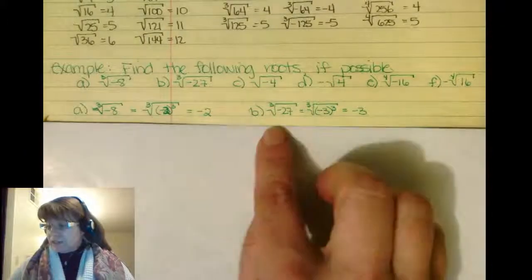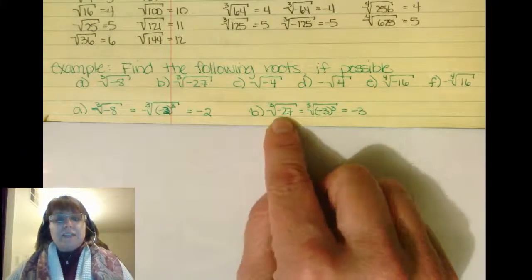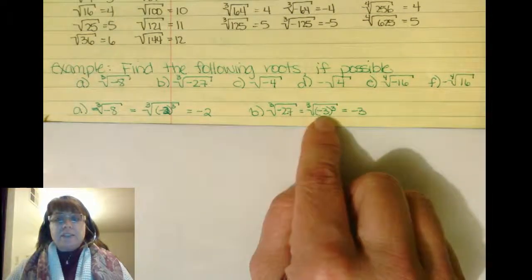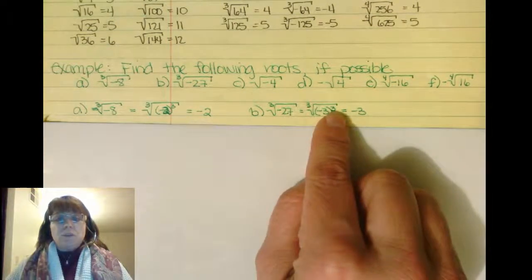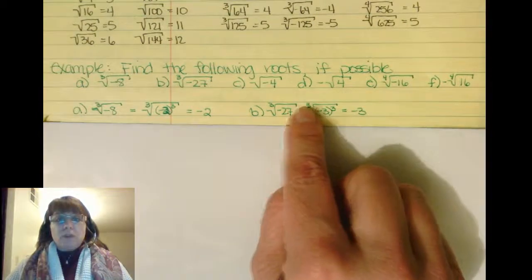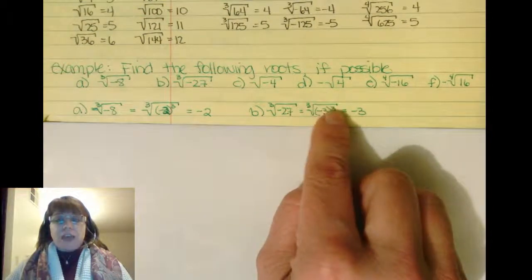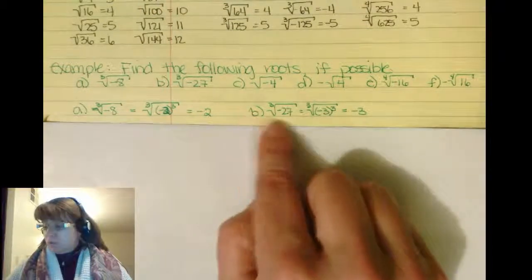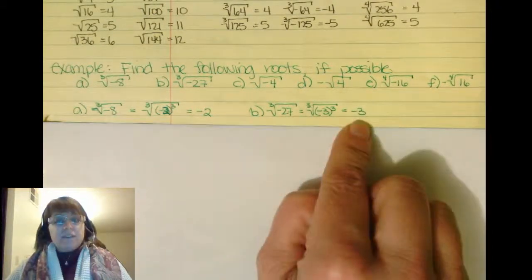So let's consider the cube root of -27. Again, I can rewrite -27 as -3 cubed, and the cube root and the cubing cancel each other out, leaving me -3. So the cube root of -27 is -3.